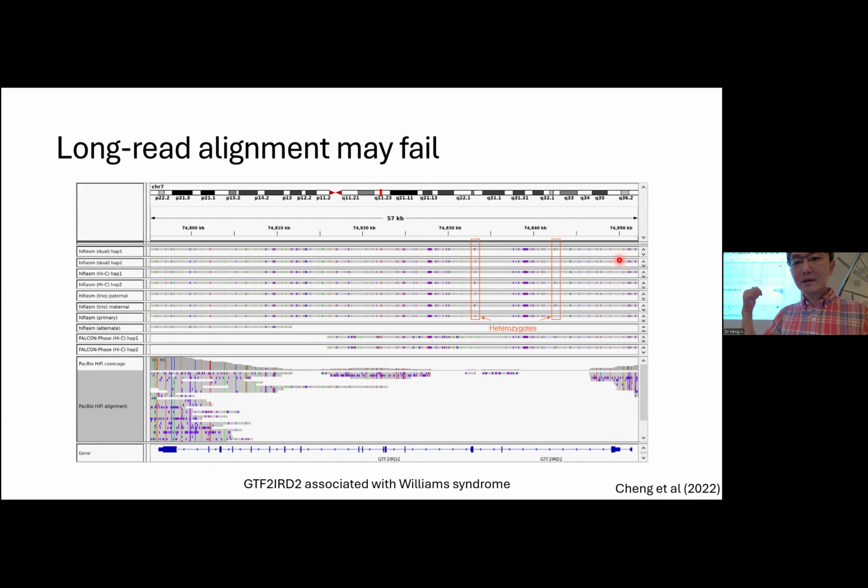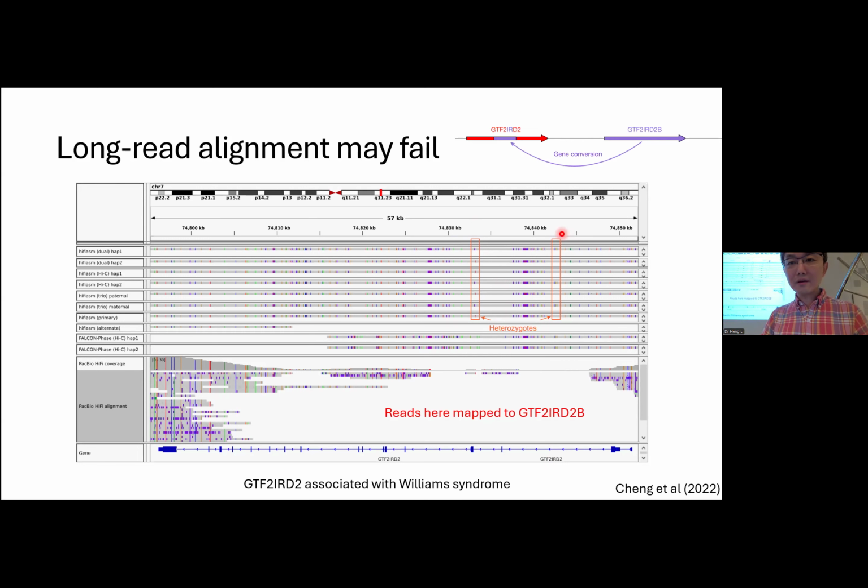This is a screenshot. On the top, each line is a long read assembly. At the bottom is the HiFi read alignment. You can see there's a gap here, with no reads mapped. But if you do the assembly, you can actually see an event here. The parental haplotypes are different.